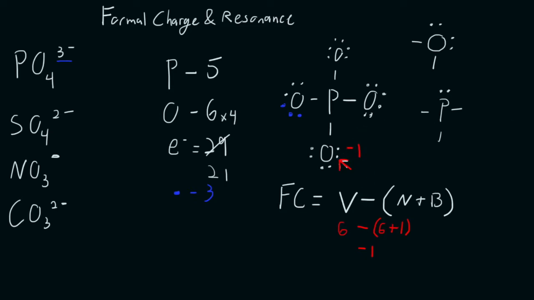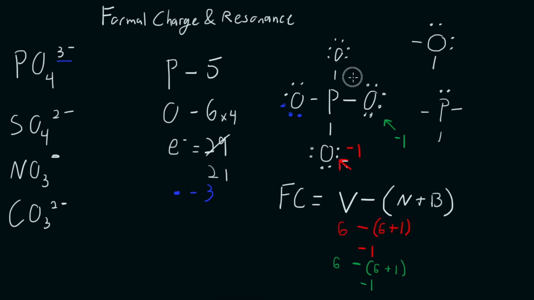Are these other oxygens different? How about this one right here? Well, that also would have 6 valence electrons. It also has 6 non-bonding electrons plus 1 bond. So that also has a -1 charge. So anytime oxygen has just 1 bond, it's going to have a formal charge of -1.